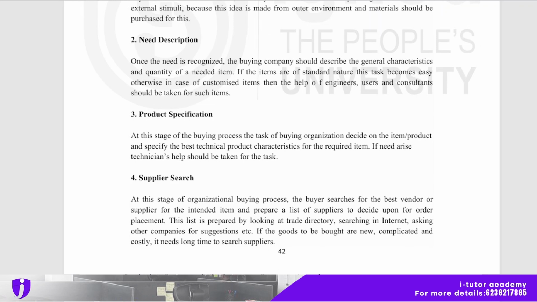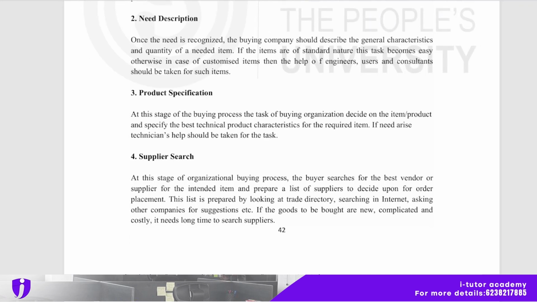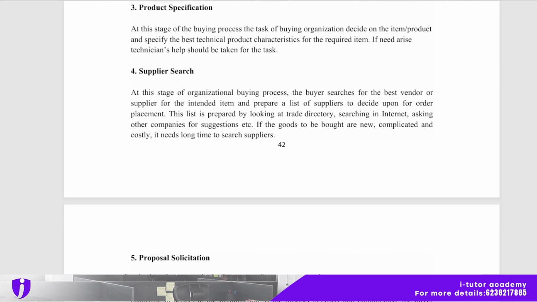Need description. Once the need is recognized, the buying company should describe the general characteristics and the quantity of a needed item. And product specification. At this stage of the buying process, the task of the buying organization is to decide on the item or product and specify the best technical product characteristics for the required item.